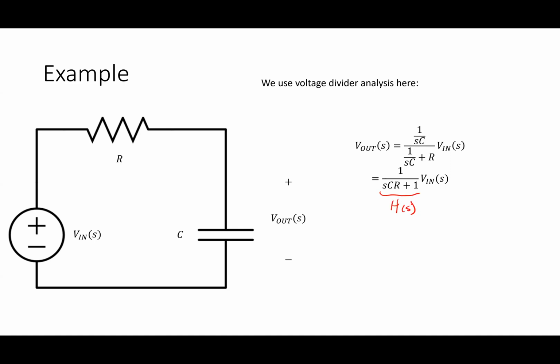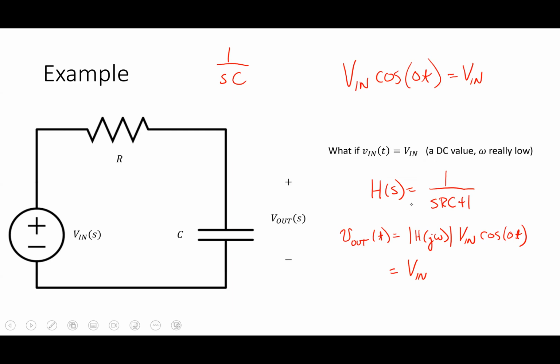And basically, what we say is that if I have a sinusoidal input, in general we talk about the steady state of this, then for H of S, we plug in S equal to J omega. All right. So this becomes 1 over J omega RC plus 1. All right. So I plug in those particular values.